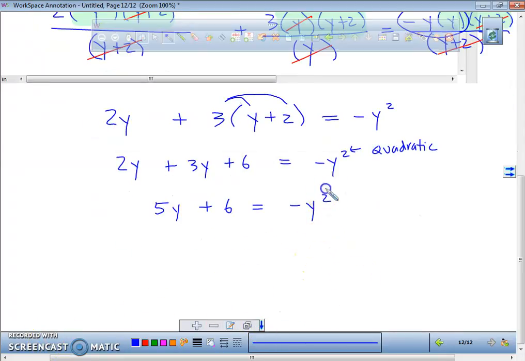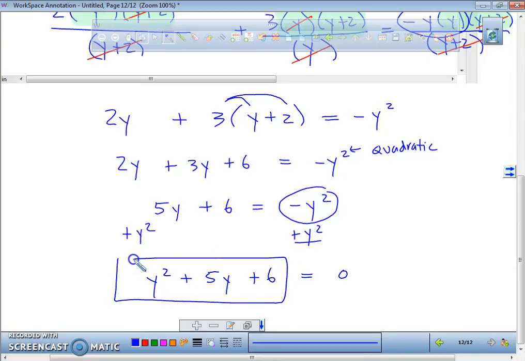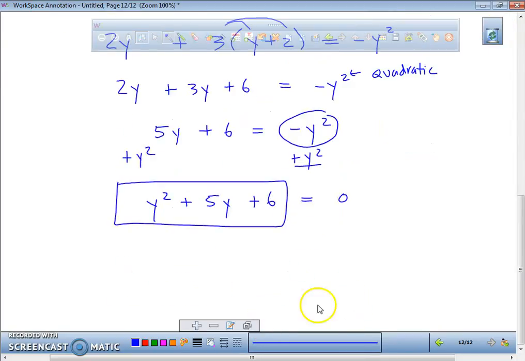Now, if I want to move this across, all right, what's going to happen? I basically have to add y squared to both sides. And here's my quadratic equation right there. There's my quadratic equation. Now, there are multiple ways to solve for a quadratic equation. Some ways are easier for me than others.